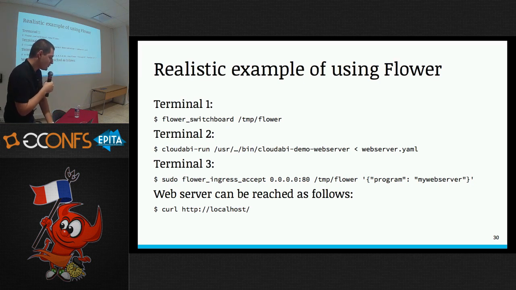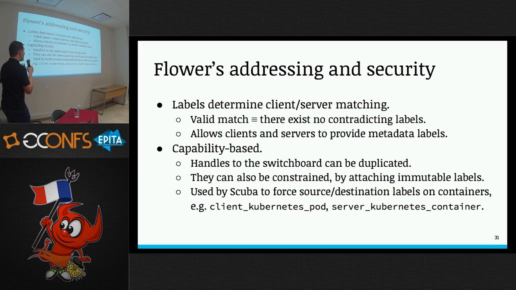So far, this doesn't really look that exciting, but this is where I'm going to describe the actual value that's added to this system, which is the matching that's being done on the labels. It's not an exact matching, so it doesn't require that both sides present the same set of labels, the clients and the servers. But a valid match is constructed when there are no contradicting labels, and this allows both parties to attach more labels than necessary in the matching process.